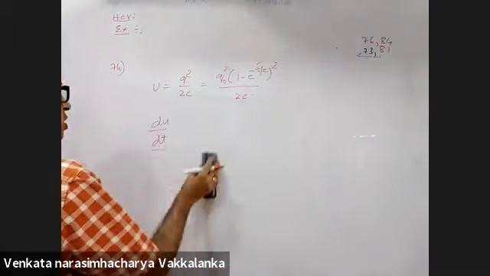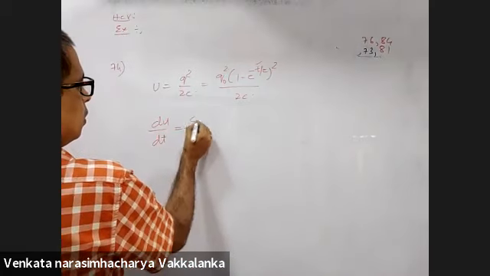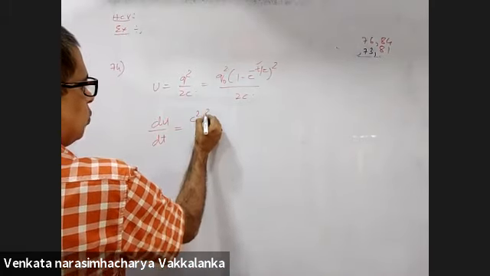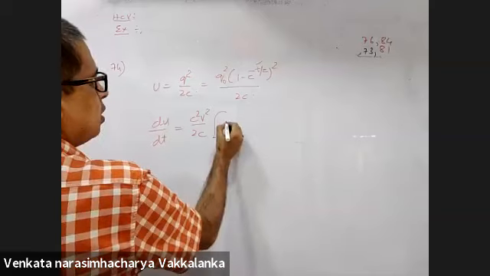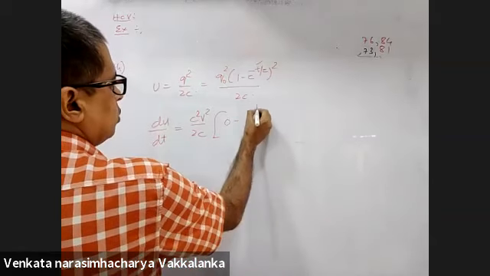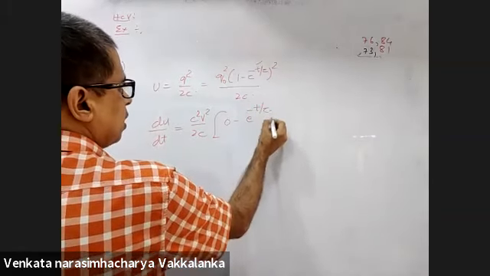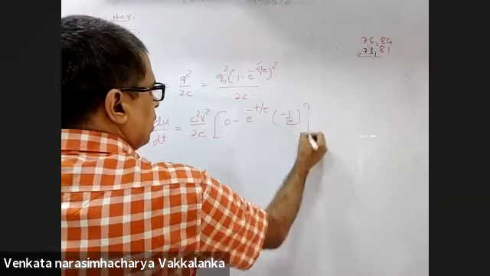Guys, have you done the differentiation? Yes, sir. CR ln 2. C square V square by 2c. 0 minus e to the power minus t by tau into minus 1 by tau is 0.